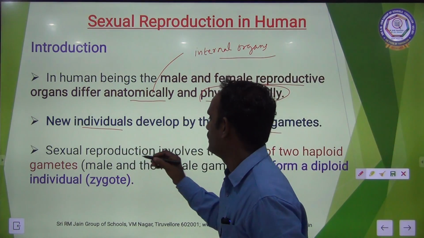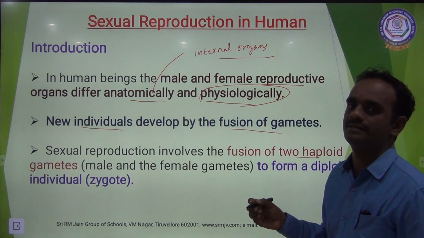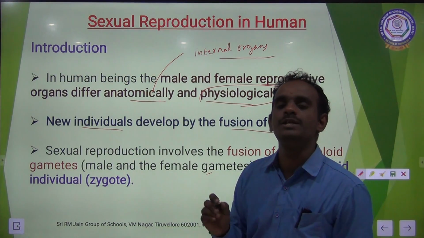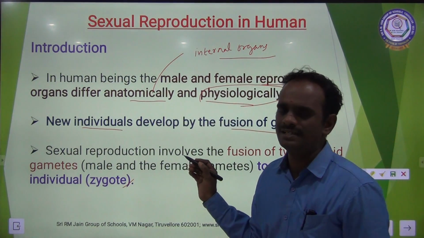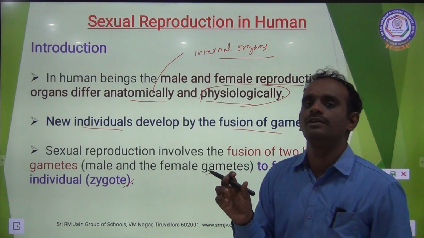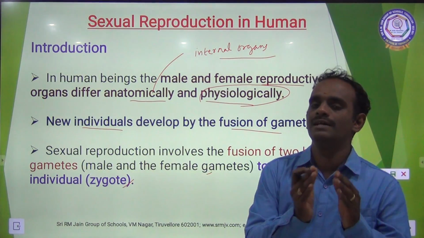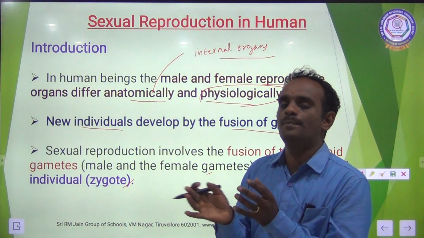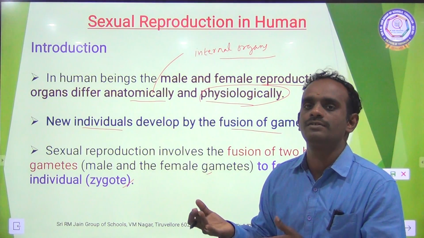Sexual reproduction involves the fusion of two haploid gametes, male and female gametes, to form a diploid cell, that is called a zygote. Clear, children? Sexual means fusion of the male and female gamete. The male is one haploid cell, the female is also a haploid cell. These two haploid gametes fuse together to form a diploid cell, the zygote.